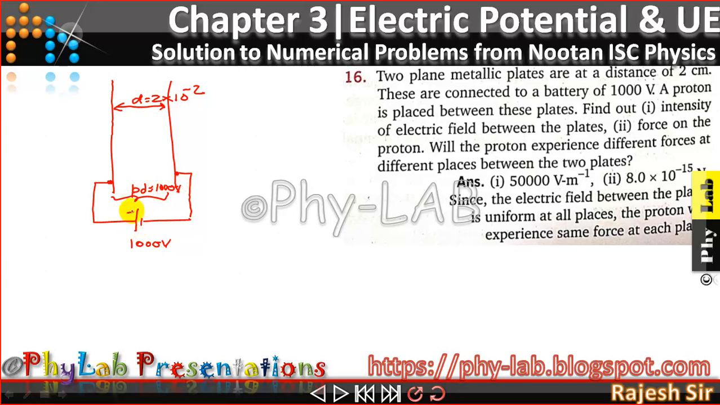Since this plate of the battery is positive, so this end of the metallic plate also becomes positive, while this end of the metallic plate becomes negative, friends. So I hope these 2 points are very clear to all of you. The question then asks me to find out the intensity of electric field between the plates.